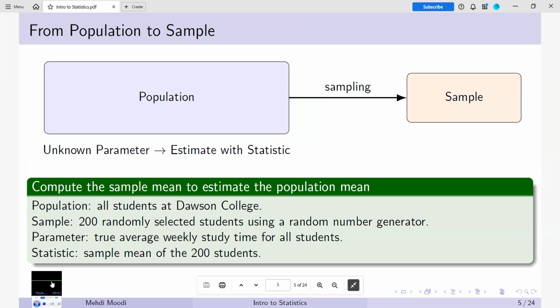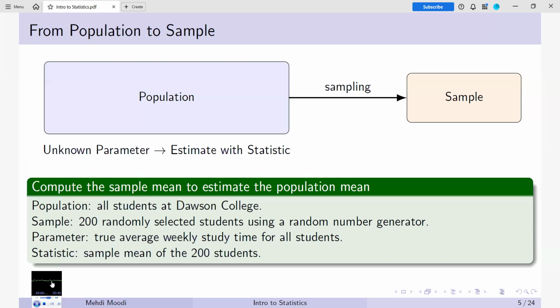Suppose we want to estimate the true average weekly study time for all Dawson students. The entire Dawson student body is our population. But surveying every single student would be too expensive, too slow, and half the students wouldn't even answer because they're too busy studying, hopefully. So instead, we take a sample, say 200 randomly chosen students. The true but unknown average for the whole population is the parameter. The average study time we calculate from our 200 students is the statistic.